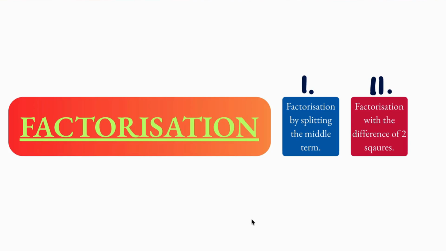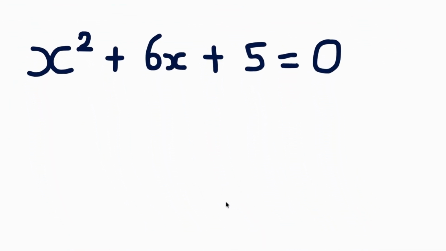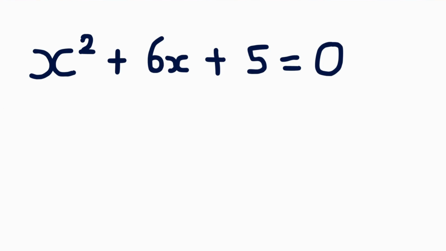Today we're going to do a quick tutorial on factorization, specifically in two ways. One, by splitting the middle term, which is, I think, the easiest method and the best method that there is out there. And two, we're going to see how we can easily solve the equations of the difference of two squares. So first of all, here we have a simple quadratic equation.